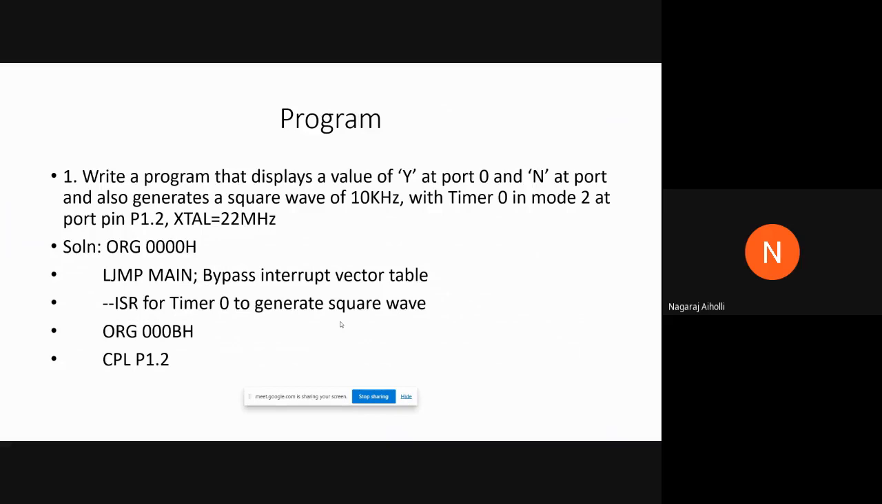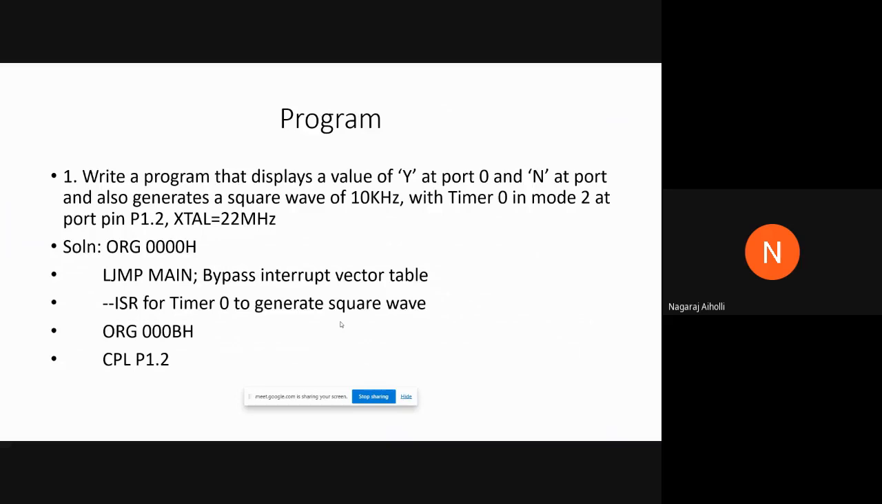The time of the machine cycle is given by 12 divided by the crystal frequency, that is 12 divided by 22 megahertz. Whatever value we are getting is nothing but the time of the machine cycle. So T on or T off divided by the time of the machine cycle gives the count value.